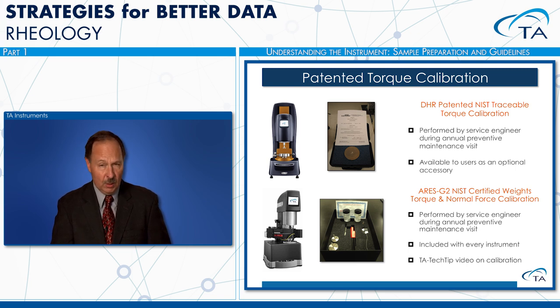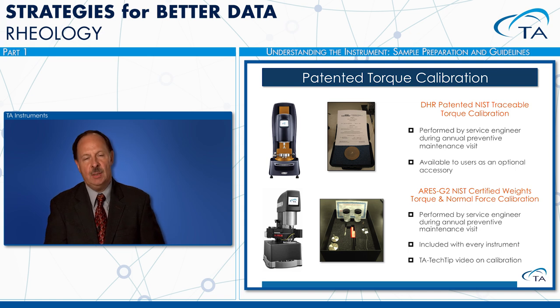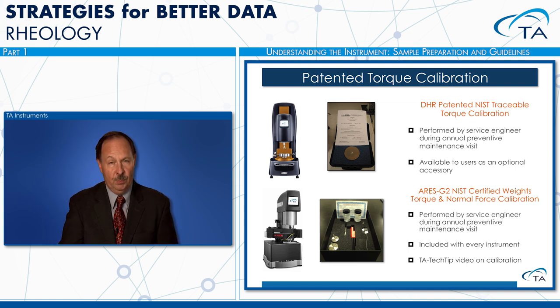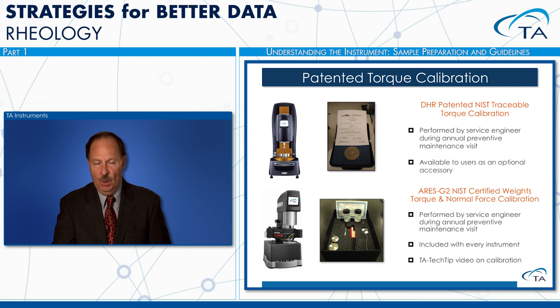Okay. With the DHR instrument, you can have a torque calibration performed by a service engineer. This is part of the annual preventive maintenance visit. But you can also buy an accessory where you can check the torque on your own. When you get an Aries G2 rheometer, you will automatically get a calibration kit, which will include weights for testing the torque as well as the normal force.